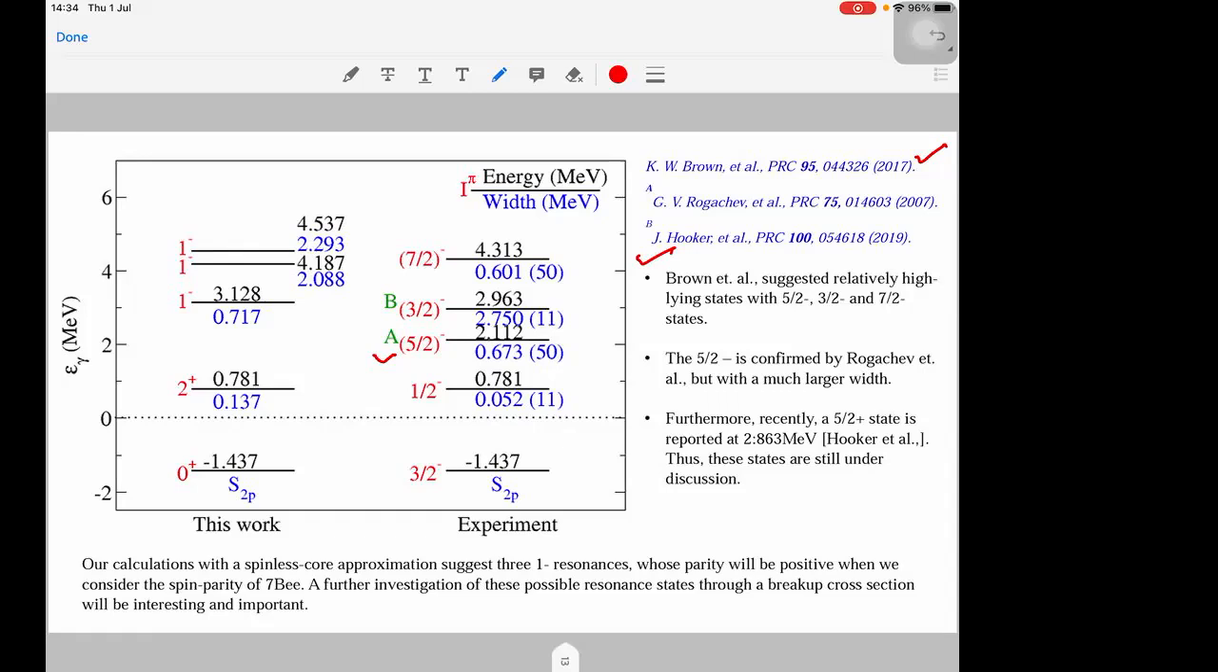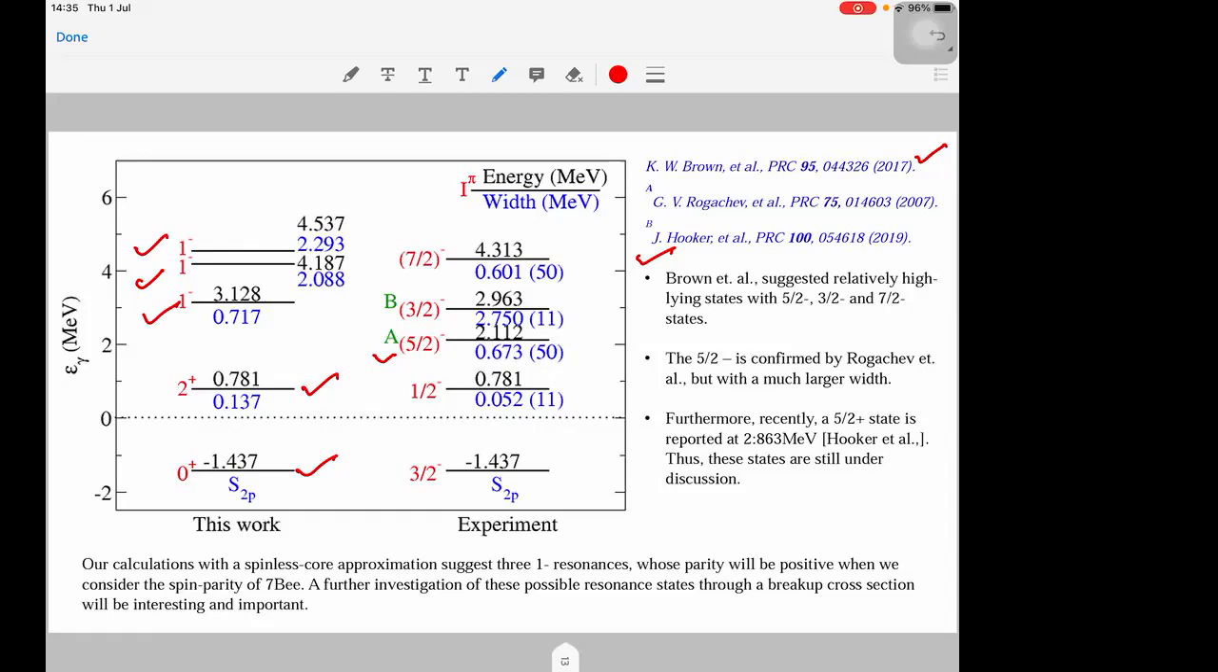Our calculations with the spinless core approximation fairly reproduce the ground state as well as the first excited state by tuning the three-body force strength in our three-body Hamiltonian. On top of that, with our simple approximation, our calculations suggest the three negative resonances, whose parity will be positive if we consider the spin parity of 7 beryllium.